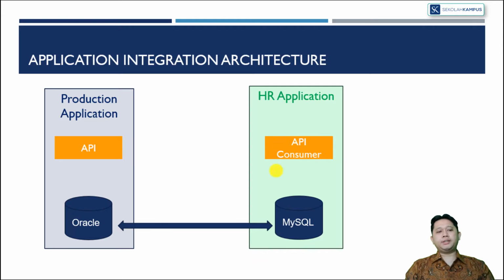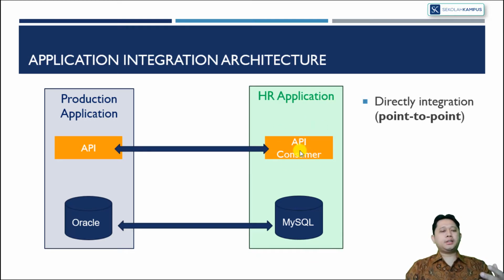If we want to integrate, here we can see that database integration is directly connected, Oracle with MySQL. Also if we want to connect via application API, this is directly connected with the other API. This is an example, or a description, of direct integration, or maybe we can say point to point. We say point to point because this is connected from this point to the other point. I repeat again, this is direct integration, or point to point.